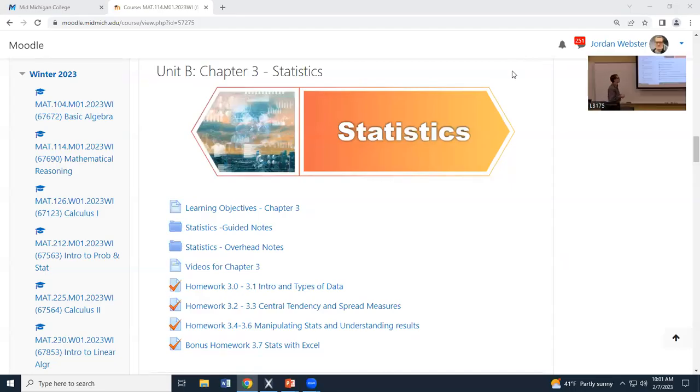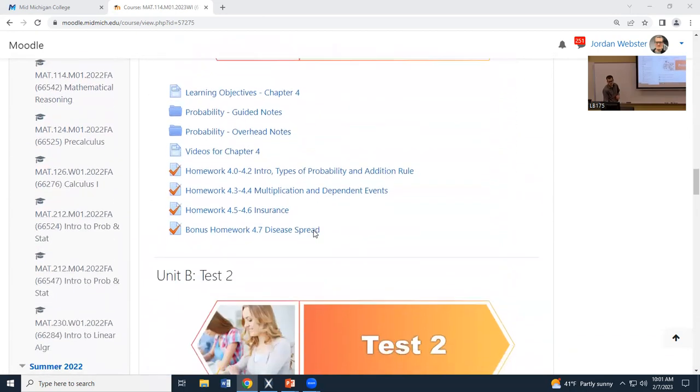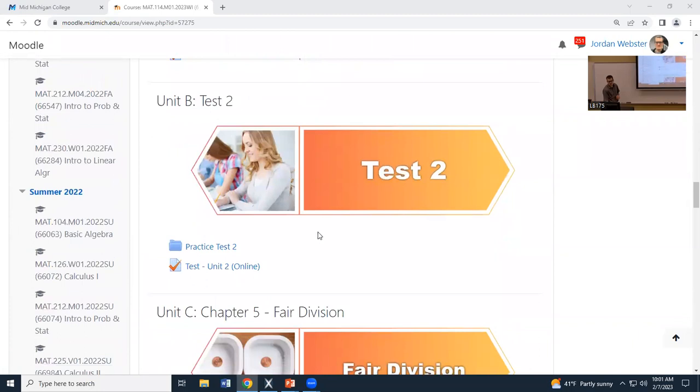So we're starting the statistics and probability unit. Chapters 3 and 4. And in a few weeks, we'll take test 2. All right, up there.